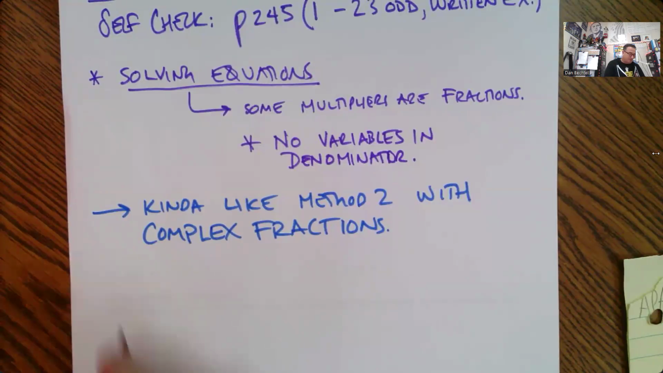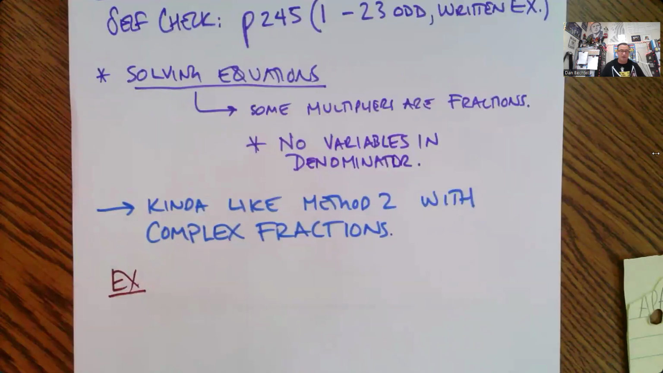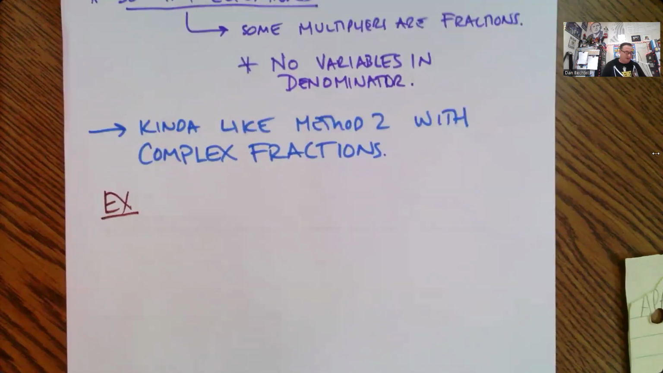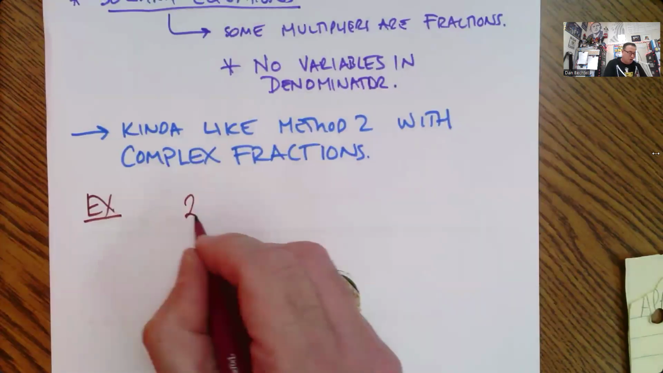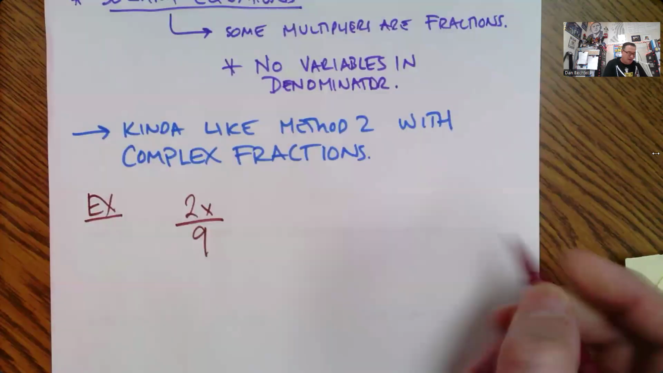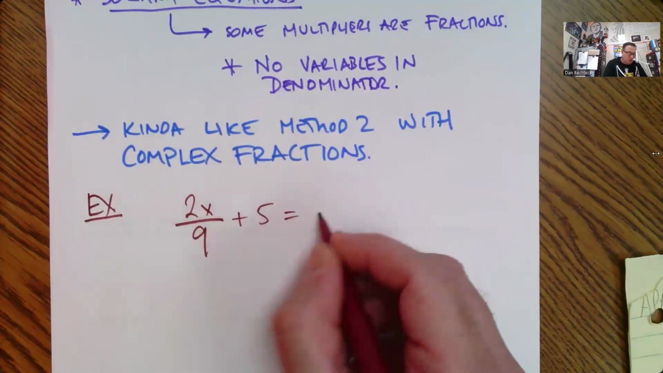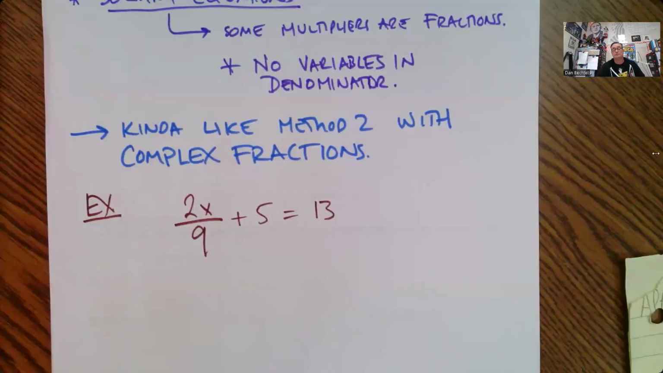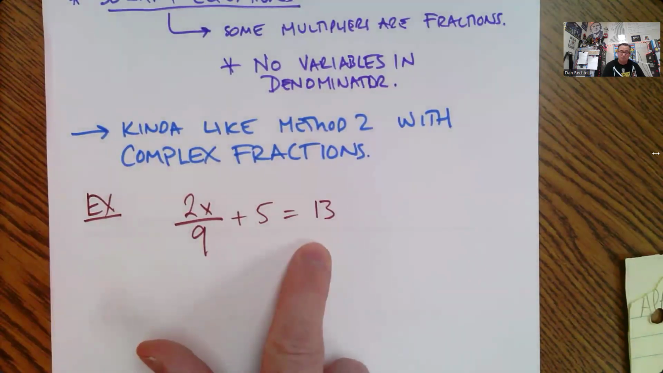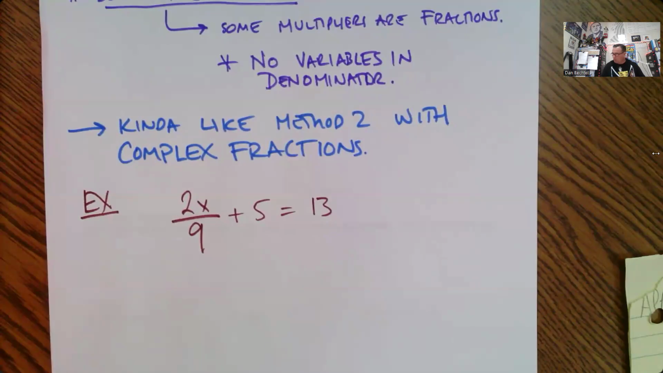So my first example is going to be as basic as it possibly can be. We're going to have 2x over 9 plus 5 is equal to 13. Now, guys, here's the thing. When I'm dealing with something like this, there's lots of things that we can do to solve the equation. You guys have solved equations like this forever. But what I would do is move that 5 to the other side and then get rid of the fraction. That's normally what I would do.